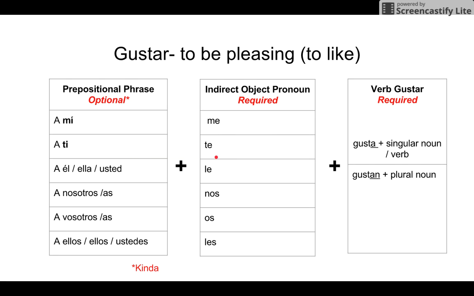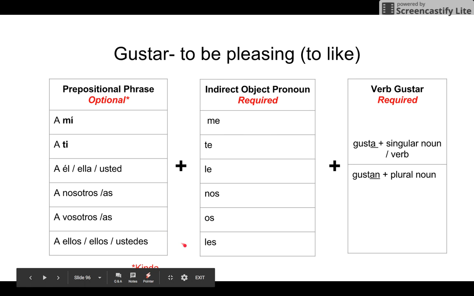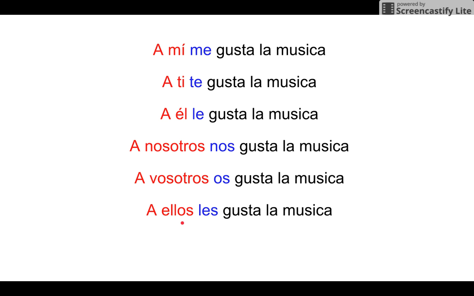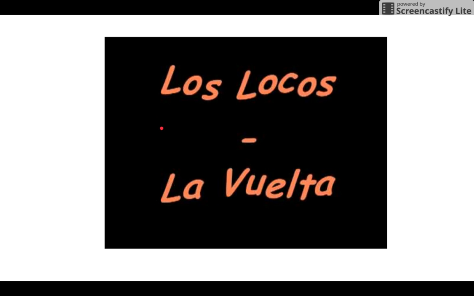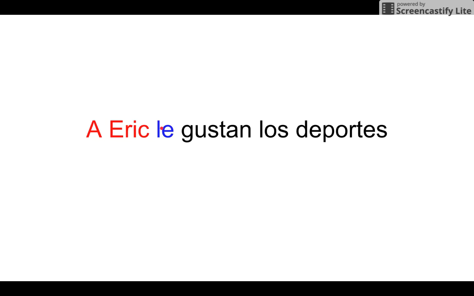A ti te gusta, you like. A él or ella or usted le gusta, he or she or you like. A nosotros nos, a vosotros os, and a ellos or ellas les. Let me show you how this might work. First of all, these always match up. Él and ella with le, nosotros with nos. We're never going to see a situation where it's a mí nos. Those don't match up.